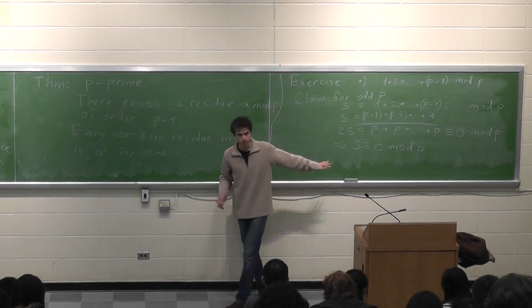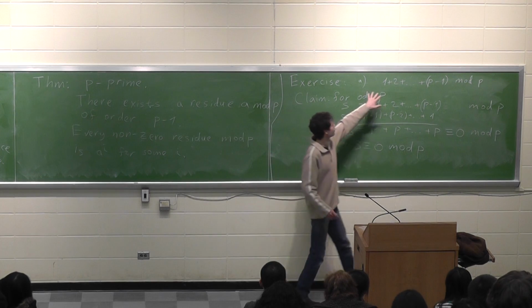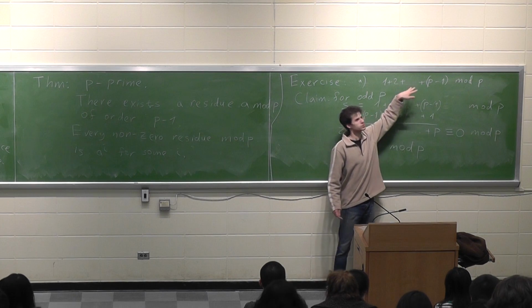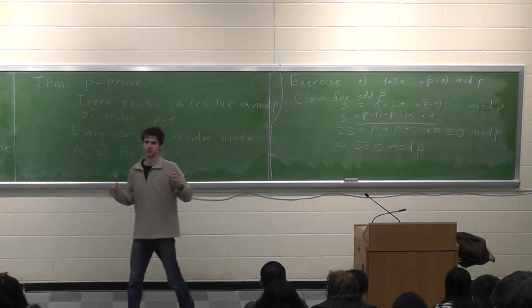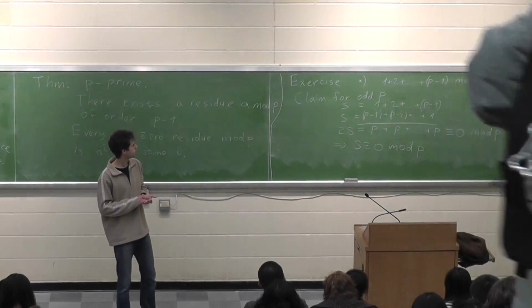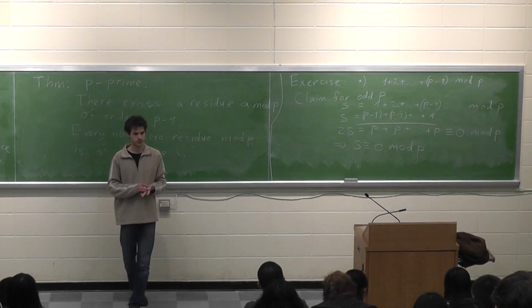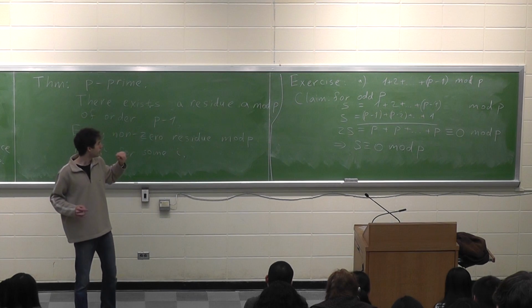Very nice, very simple proof. Maybe if somebody knows the formula right away, you can say that it's p times p minus 1 divided by 2, and since p is odd, it's divisible by p. So those are ways to solve this exercise.